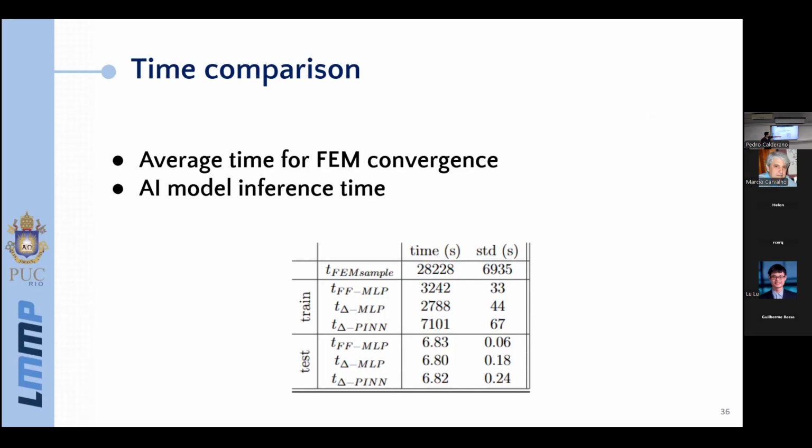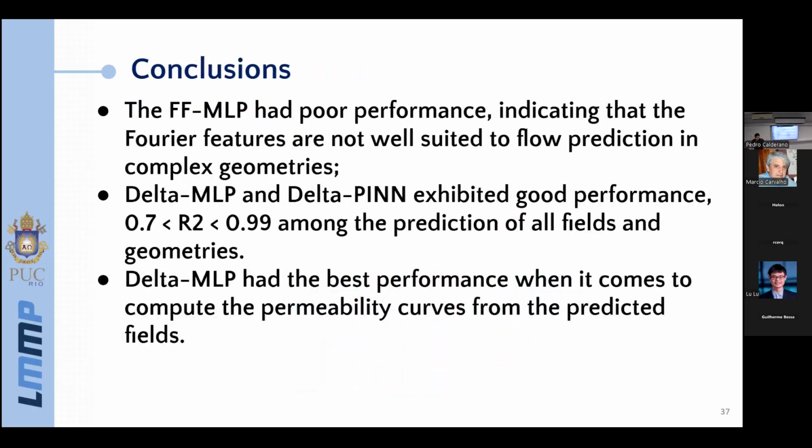And as for training time, the delta MLP was the quickest one, then comes the FFMLP, and finally, the slowest one is the delta PINN. And it's important to consider that for the training of those neural networks, I had to have five different samples of the finite element method. So the time of the finite element method should be considered in the training of the neural networks.